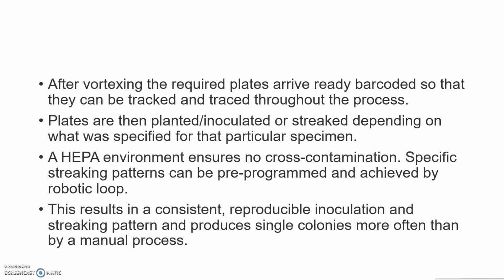After vortexing, meaning shaking, the required plates arrive ready barcoded so that they can be tracked and traced throughout the process. The plates are then planted, inoculated or streaked depending on what was specified for that particular specimen. A HEPA environment ensures no cross-contamination. Specific streaking patterns can be pre-programmed and achieved by a robotic loop.